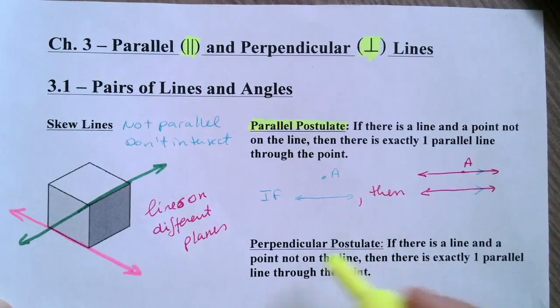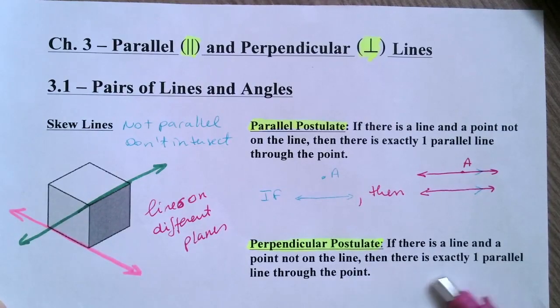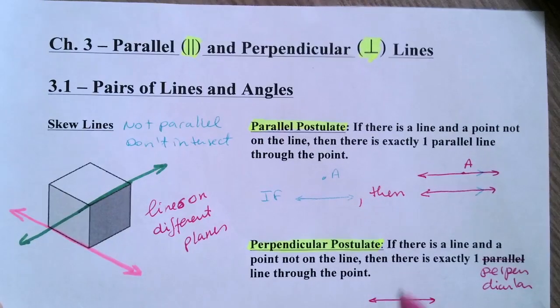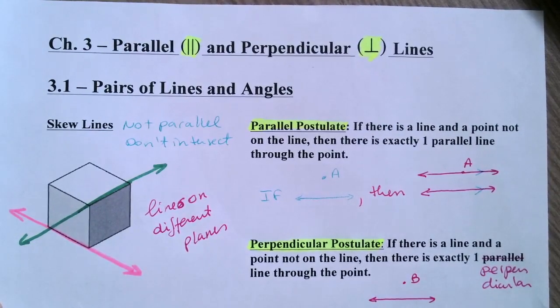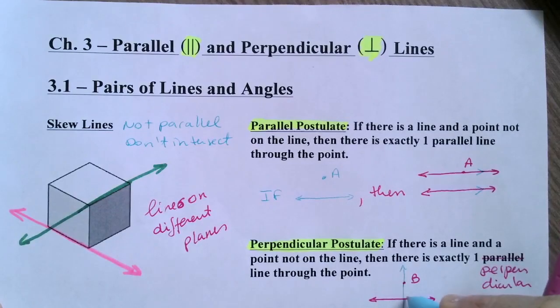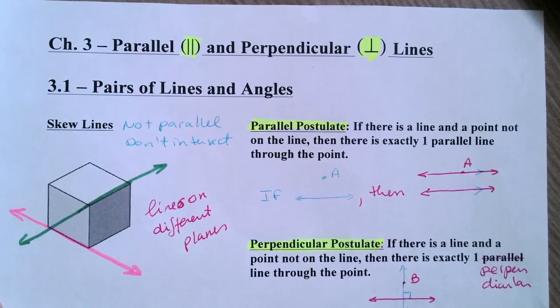And then the perpendicular line, the perpendicular postulate. If there is a line and a point not on the line, then there is exactly one parallel line through a point. This should say exactly one perpendicular line through the point. So here we have a line with a point here, point B. So there exists only one line that goes through that point B that is perpendicular to the original line.